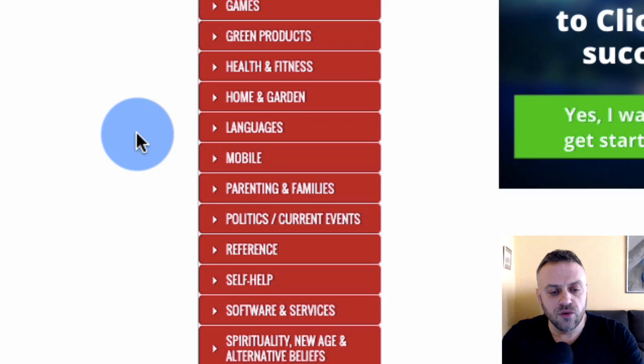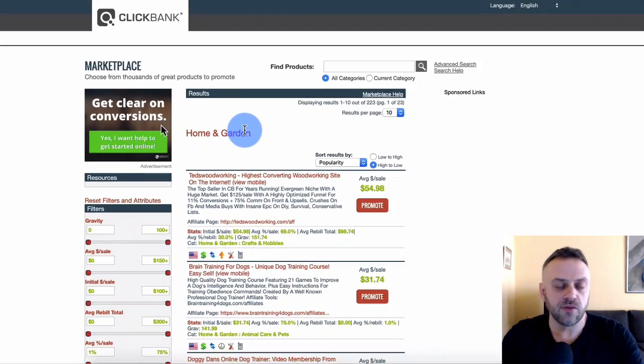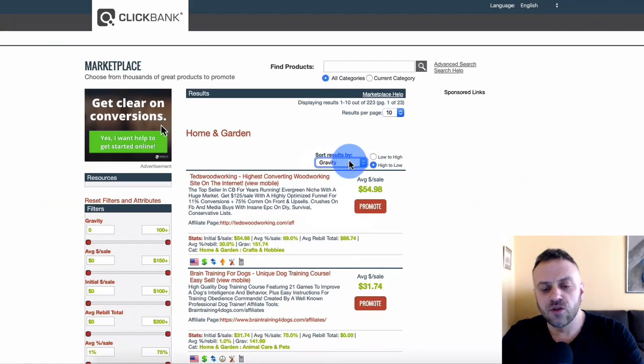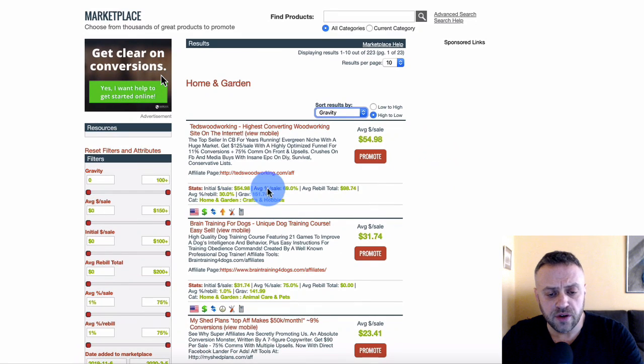And what we're going to do is, I already have it open on Home and Garden, right? And I've been seeing some good offers. When you are looking at offers, you want to basically sort them by gravity in descending order, from high to low. And you're going to see this little gravity here, and it typically ranges from 0 anywhere from 200, 300 and beyond, right?